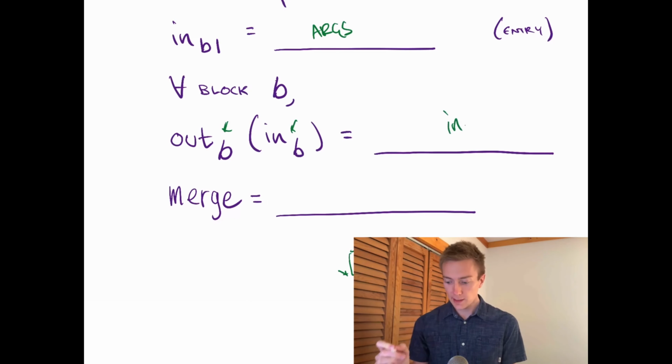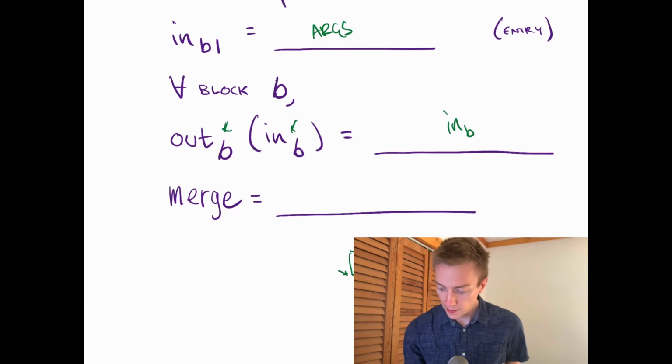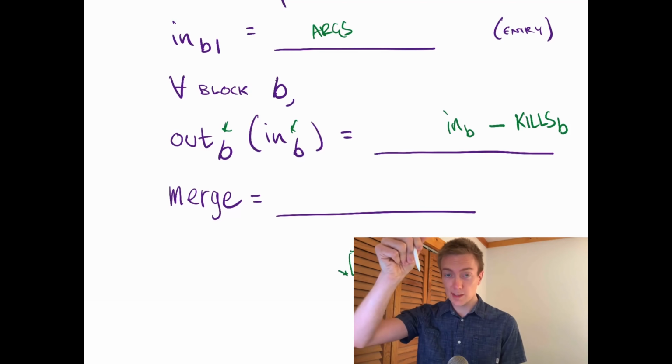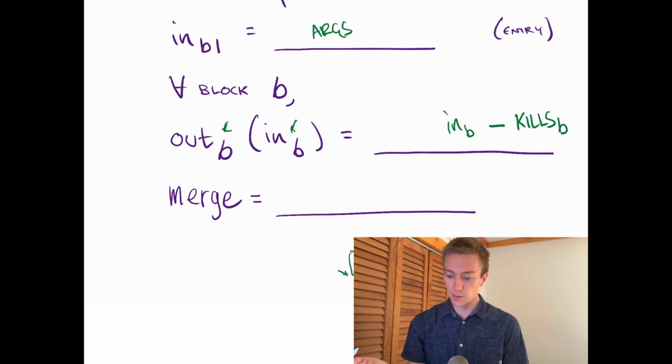Okay, my answer is that if you take the set of definitions that were available at the very beginning of the block, and you then remove, this is a set difference operation, you take out everything that was killed by that basic block, then we're almost there. Those things that were reaching this block but then were killed somewhere in the block are no longer reaching the end of the basic block.